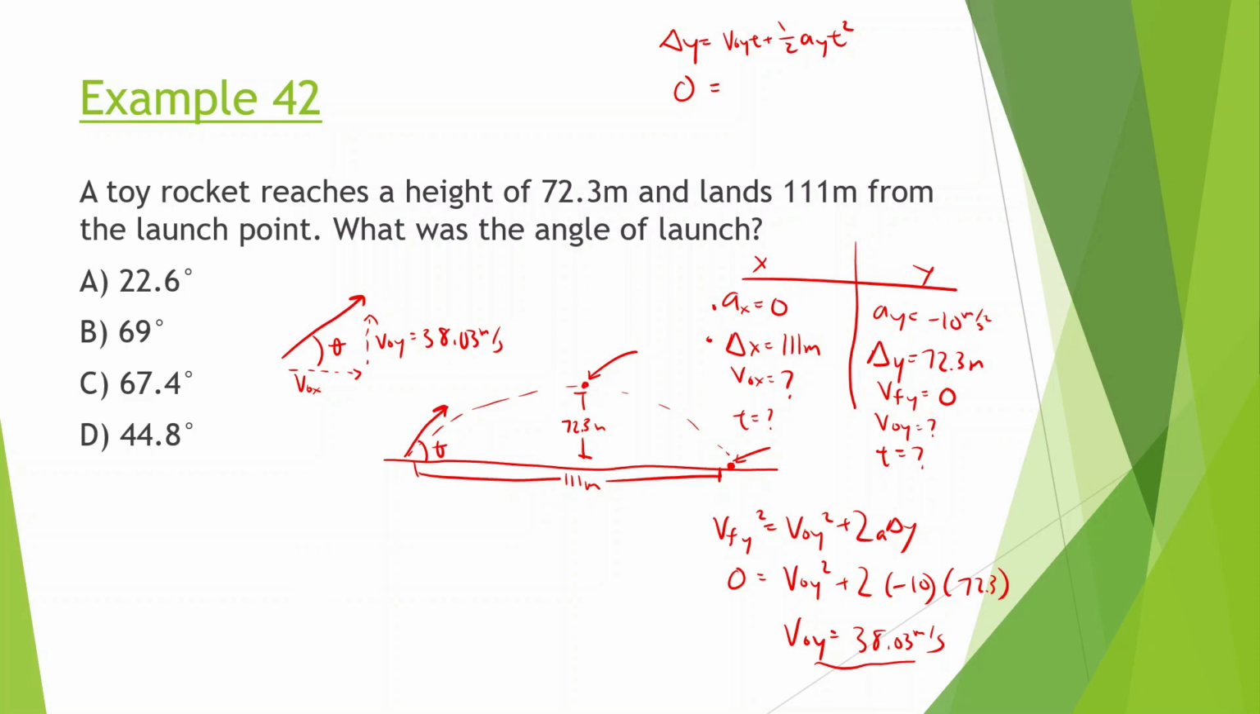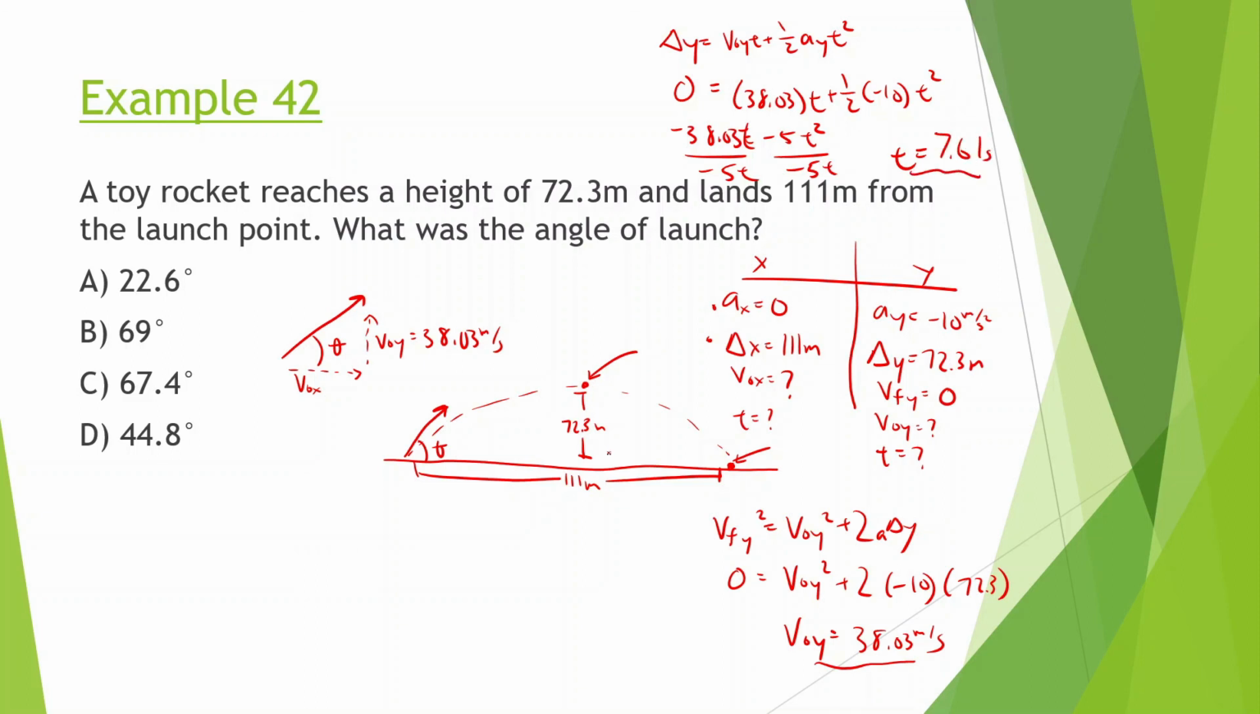V initial y, we found that's 38.03. Time, that's what we're looking for, plus 1/2 times -10 t squared. So let's put this on the side. Negative 38.03 is equal to -5 t squared. Oops, there's a t over here. Let's divide both sides by -5 t. And then I get t is equal to 38.03 divided by 5, which is 7.61.